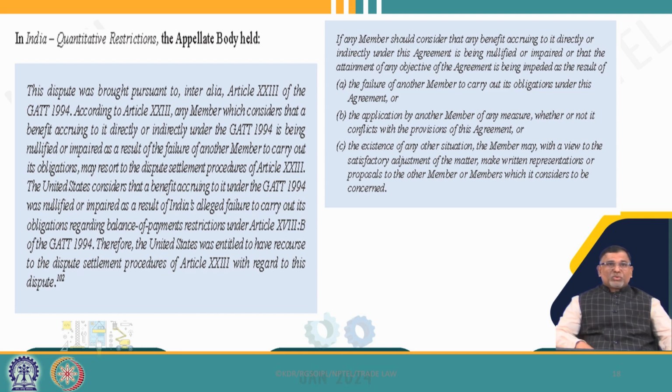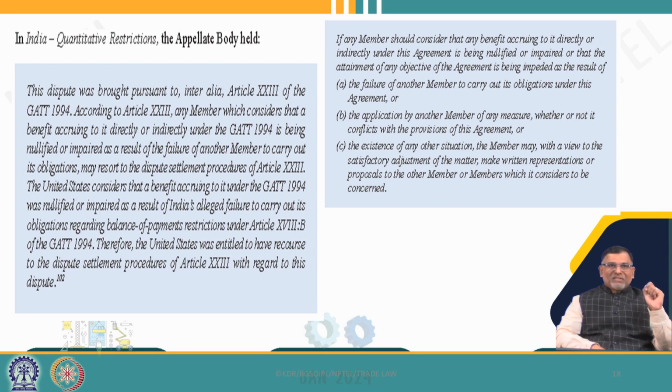And we saw this case earlier also, the India quantitative restrictions case. The appellate body clearly said what the process to be adopted is under Article 23 of the GATT 1994. According to the appellate body, members which consider that a benefit accruing to them directly or indirectly under GATT 1994 is being nullified or impaired as a result of the failure of another member to carry out its obligations may resort to the dispute settlement procedures under Article 23.